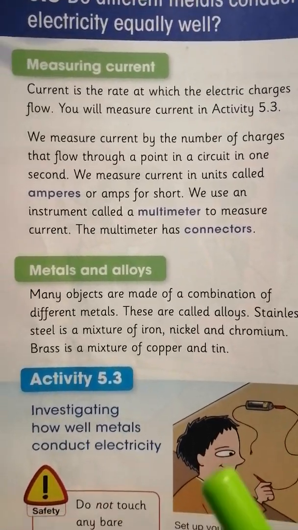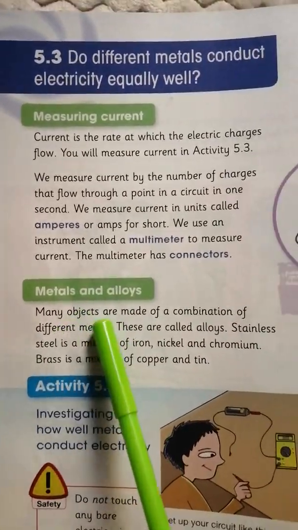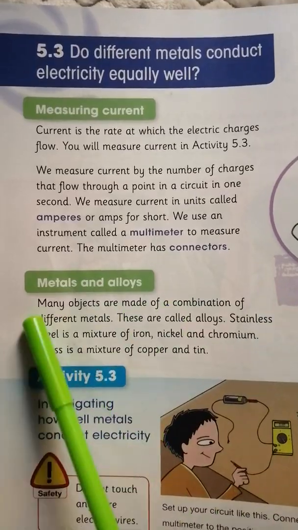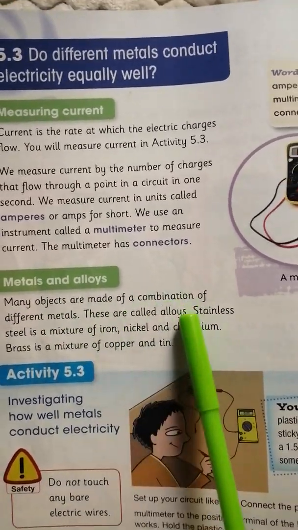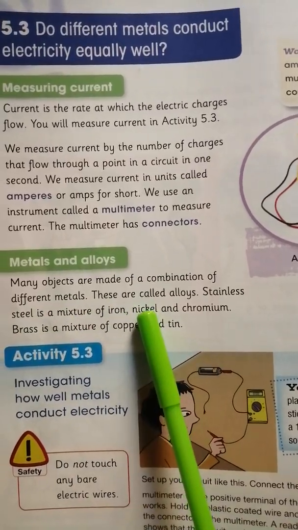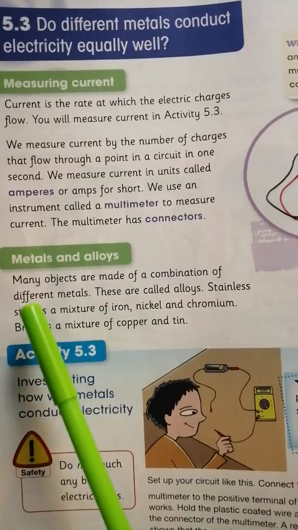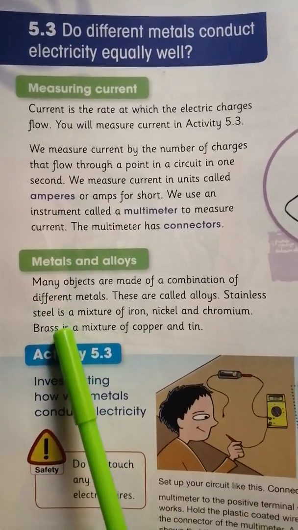And now we have metals and alloys, which we learned about yesterday. Many objects are made of combinations of different metals. These are called alloys. Stainless steel is a mixture of iron, nickel, and chromium. Brass is a mixture of copper and tin. So steel and brass are alloys.